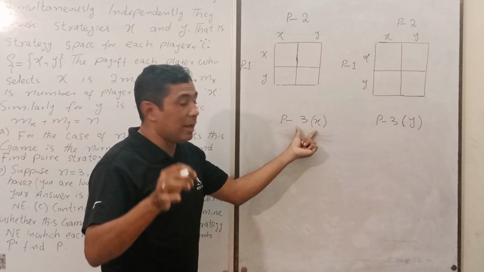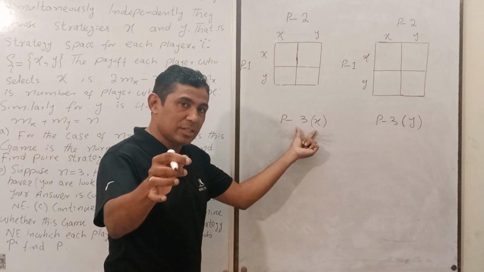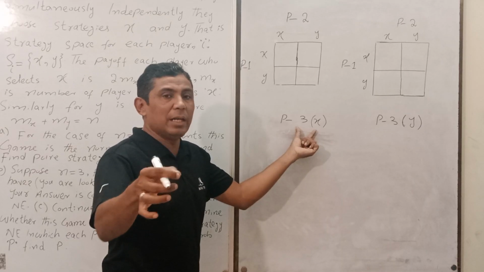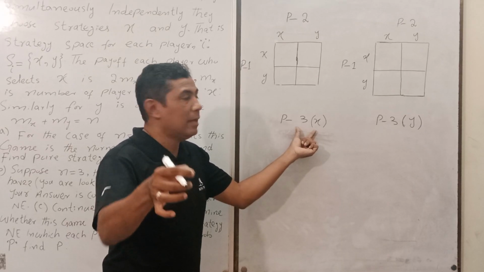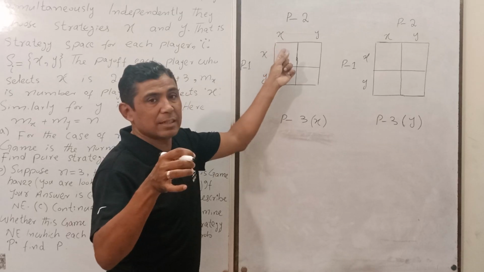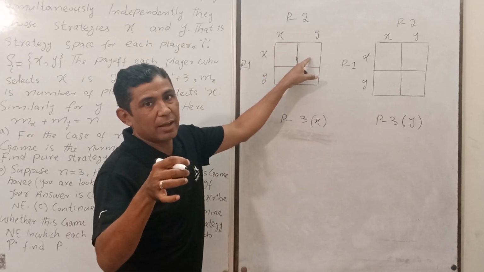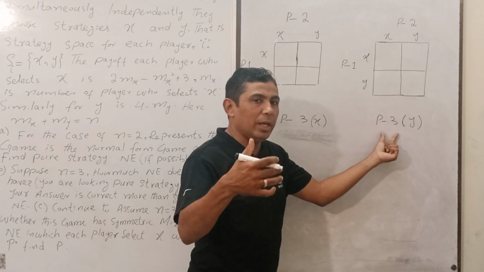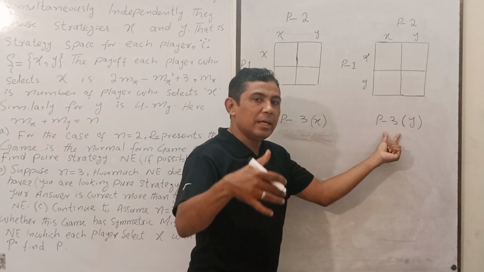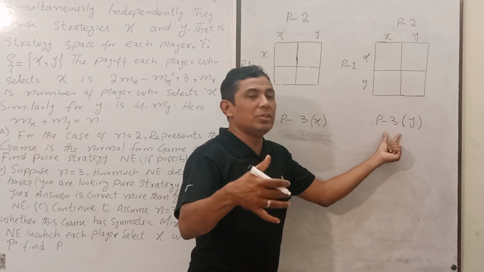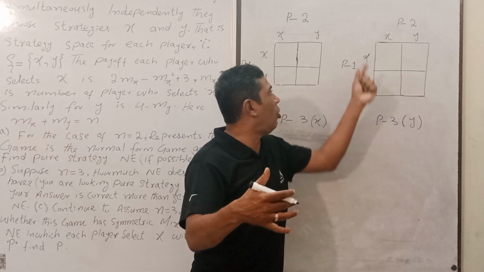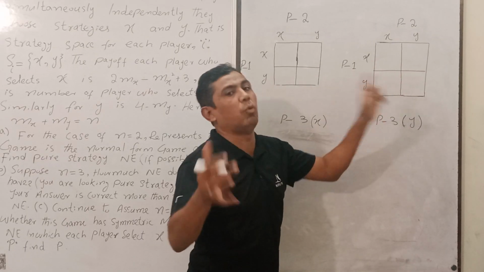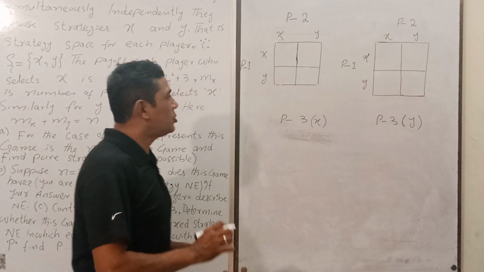Repeat. Player 3 strategy X depends on what player 1 and player 2 play. They may play X or Y. Okay? Similarly, player 3 strategy Y depends on the given condition of player 2 and 1 strategies X and Y. Clear?